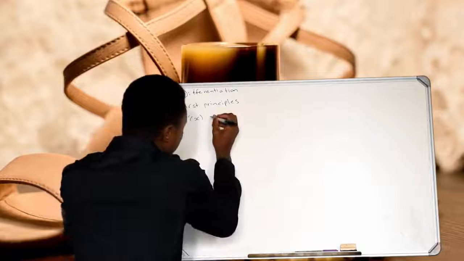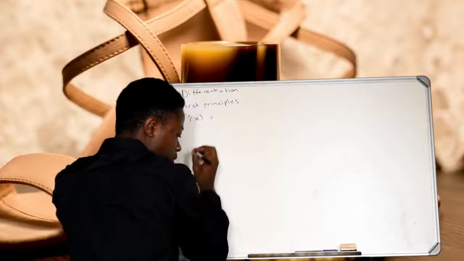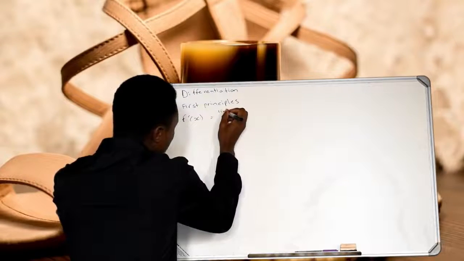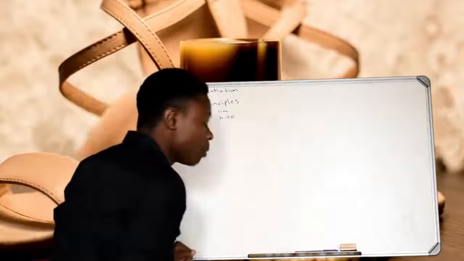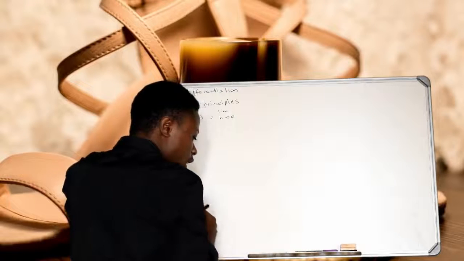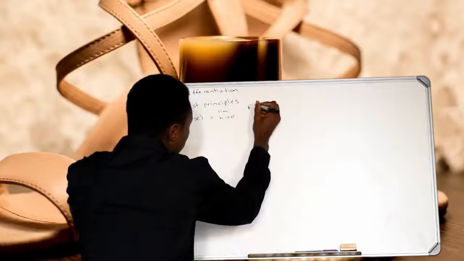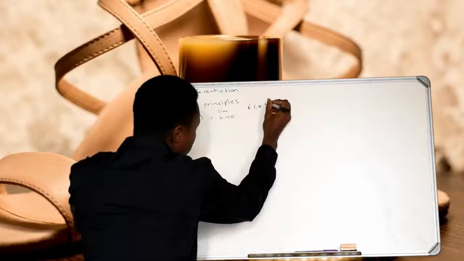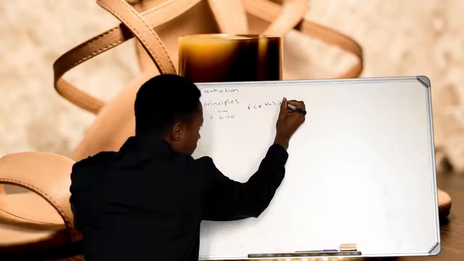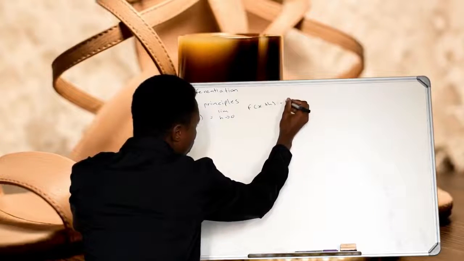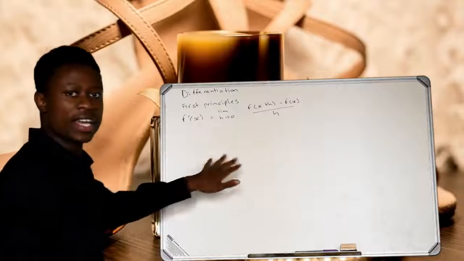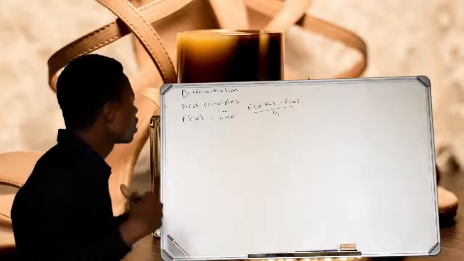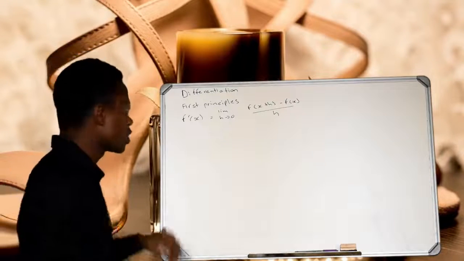F prime of x is equal to the limit as h approaches 0. So as you can see, the limits are coming into play now. The limit as h approaches 0 of f of x plus h minus f of x, over h. So that is the basic first principles. That's what first principles looks like.